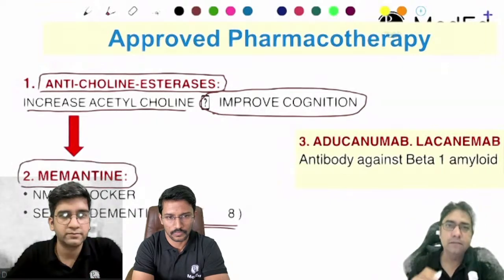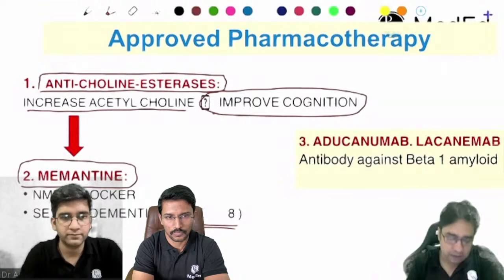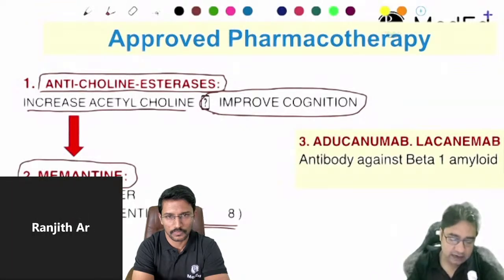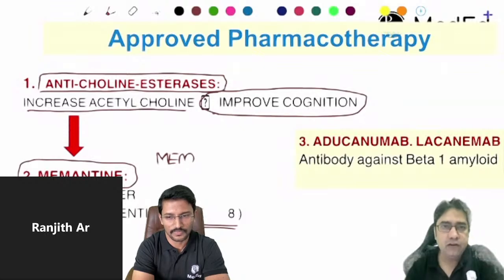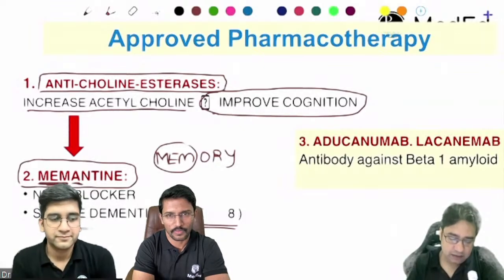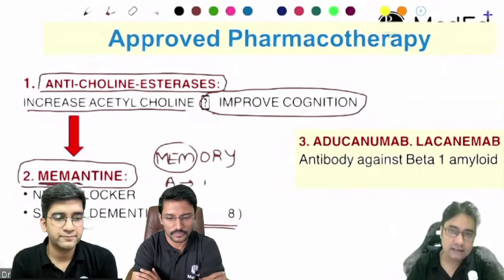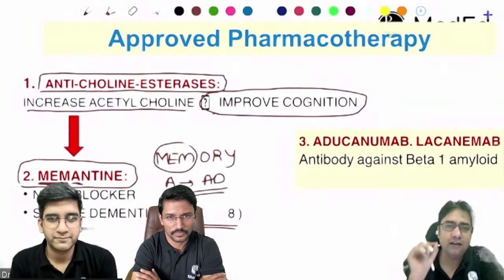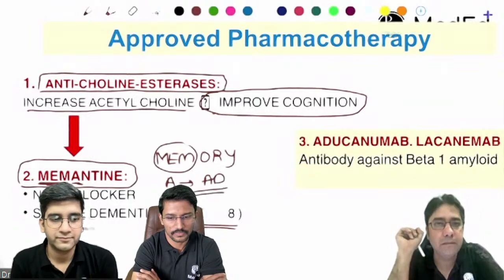Now, how can we remember the name of this drug? Remember the first three letters, MEM is coming. That means it improves memory. And the next letter A is coming. It is given in Alzheimer's disease. So this is a trick for how you can remember the name of the drug, memantine.